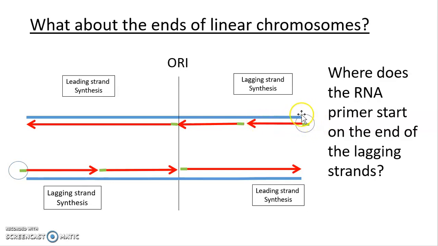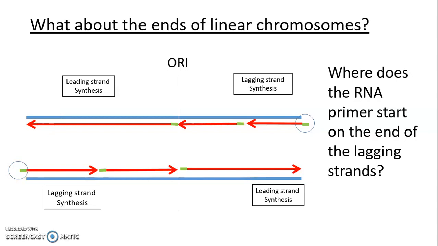Because remember, we need to have an RNA primer in order for this DNA strand in red to be made. Well, what happens on the end of this where the lagging strand is? And you're going to run into a problem here, and you're going to run into a problem here. At the very end, there's no way for DNA synthesis to actually prime that DNA polymerase 3 to be able to start making a copy of your parent or template DNA strands.